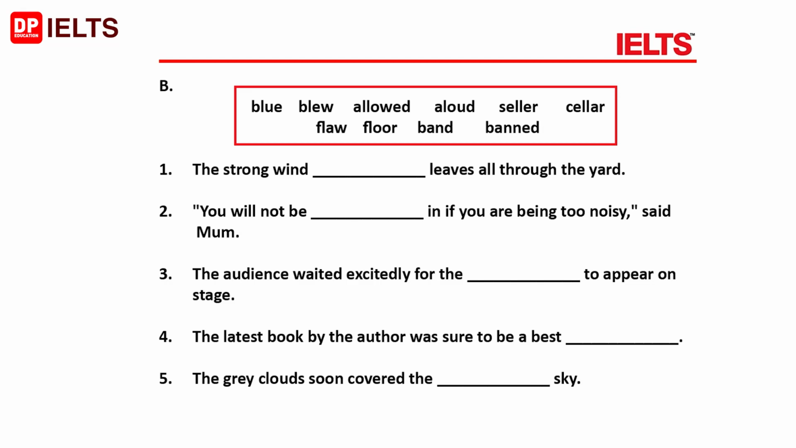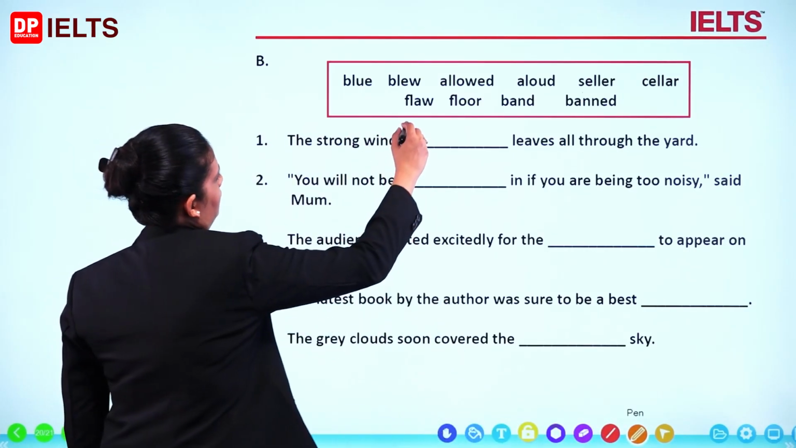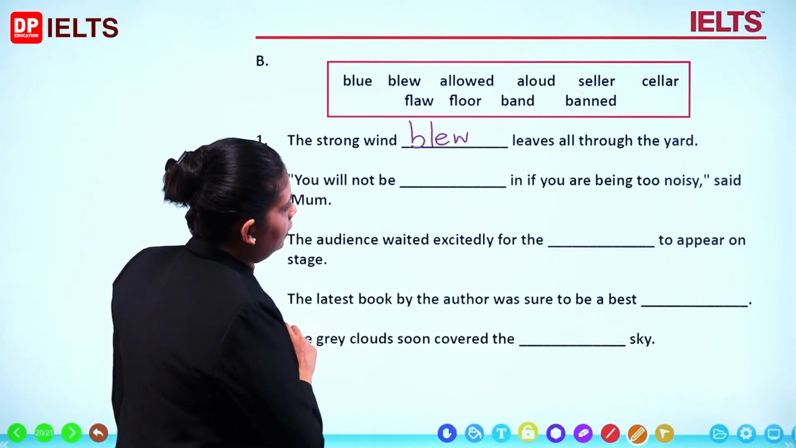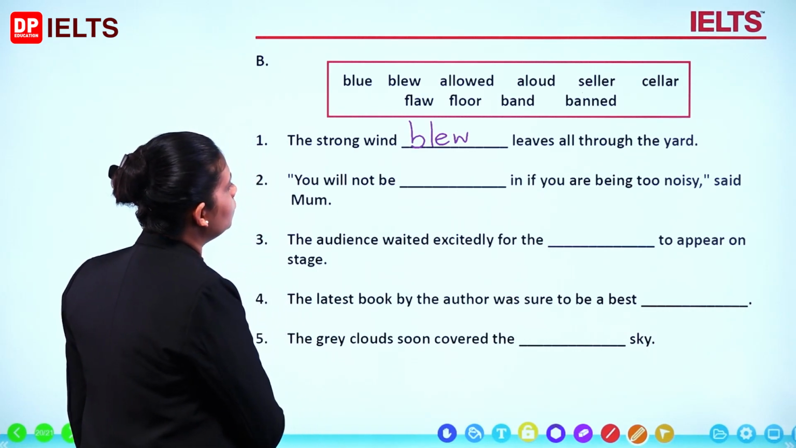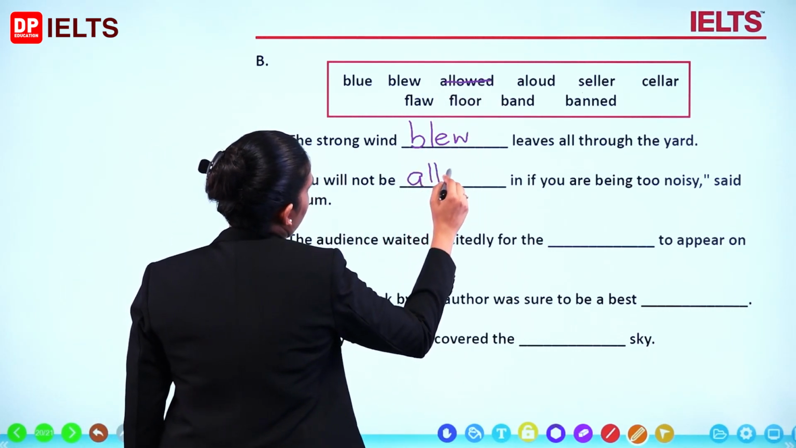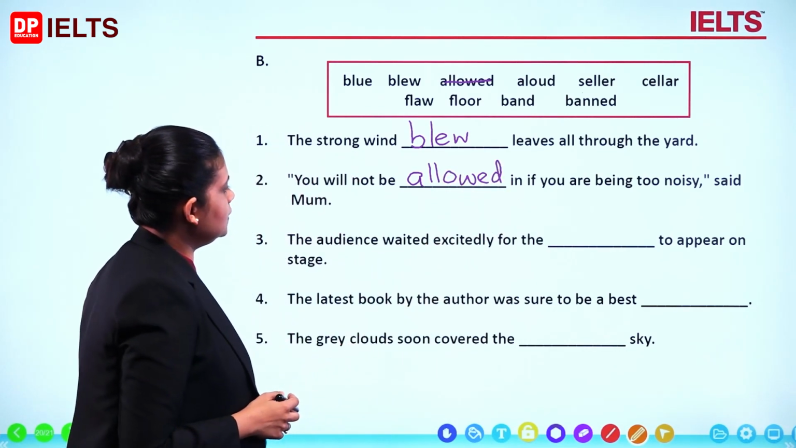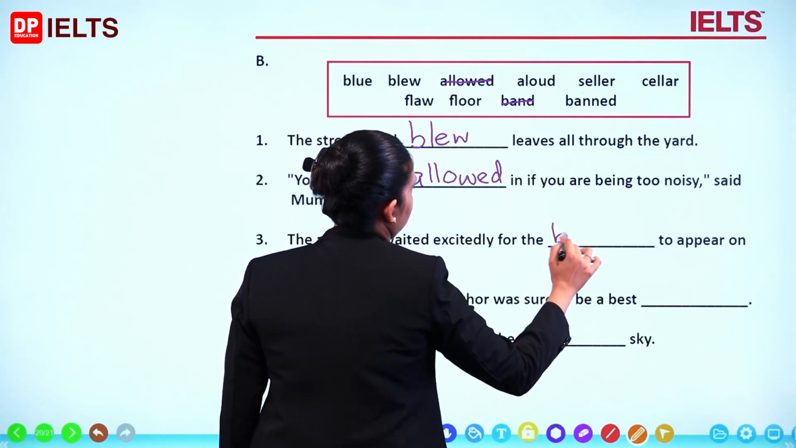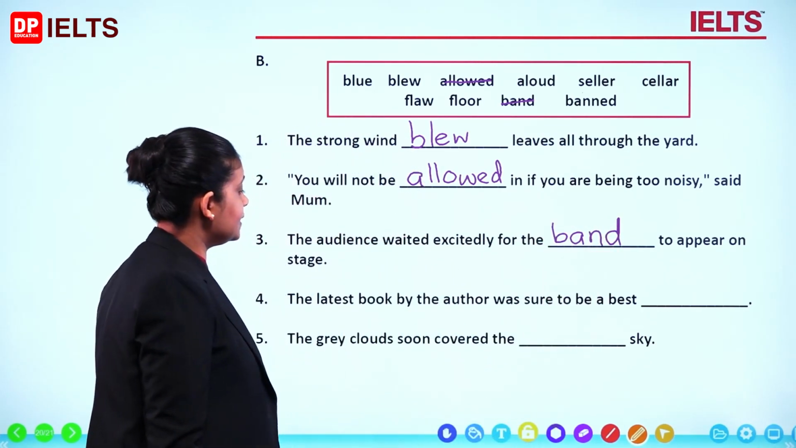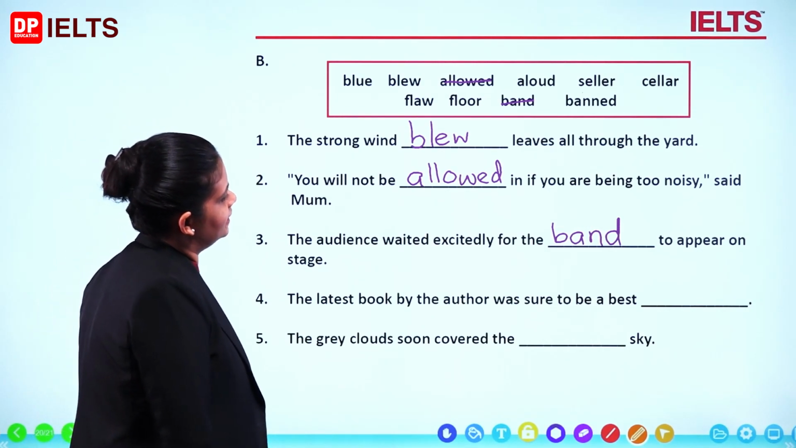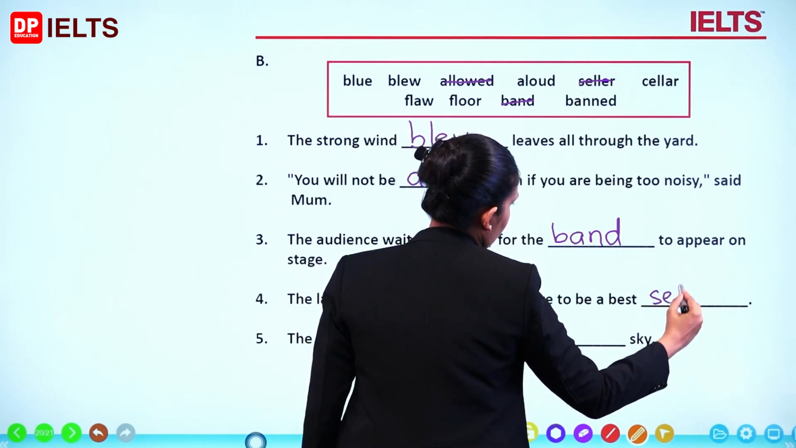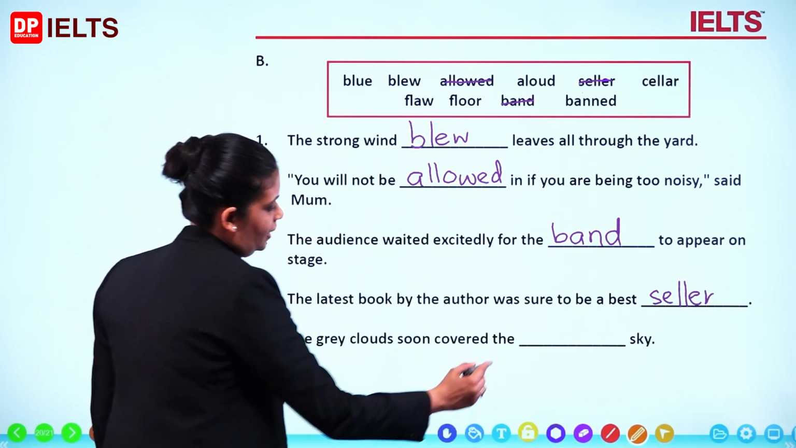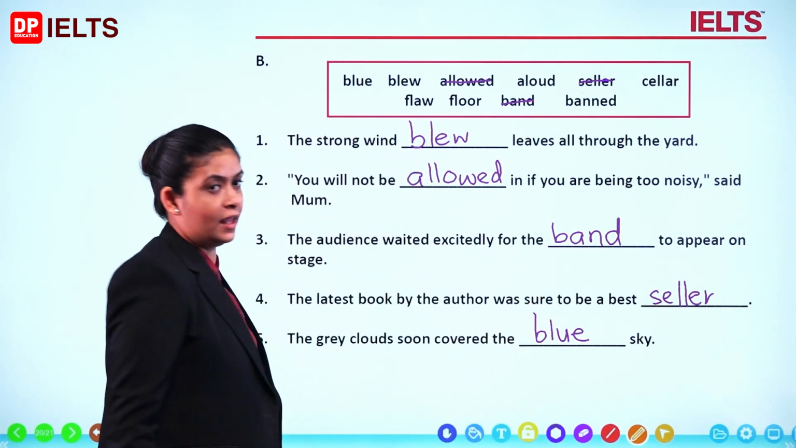Next one. The strong wind blew. Okay. It's not blue, it's blue. You will not be in if you are being too noisy. You will not be allowed. The audience waited excitedly for the blank to appear on stage. Band. The latest book by the author was sure to be the best seller. Right. The grey clouds soon covered the blue sky. Okay.